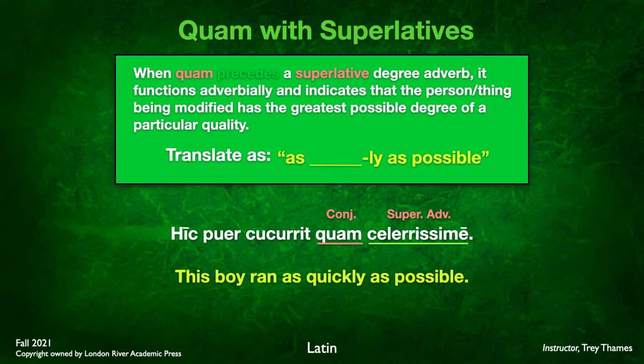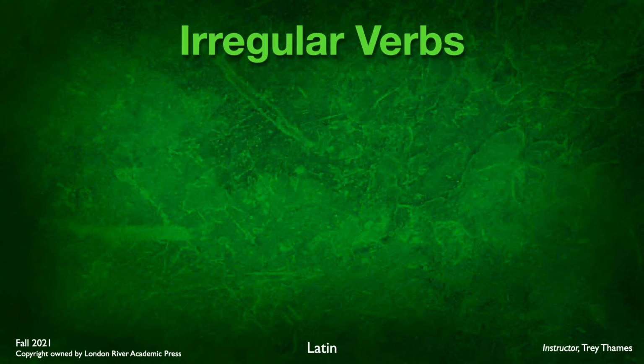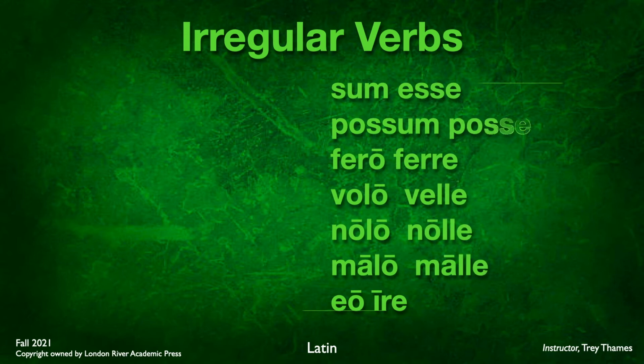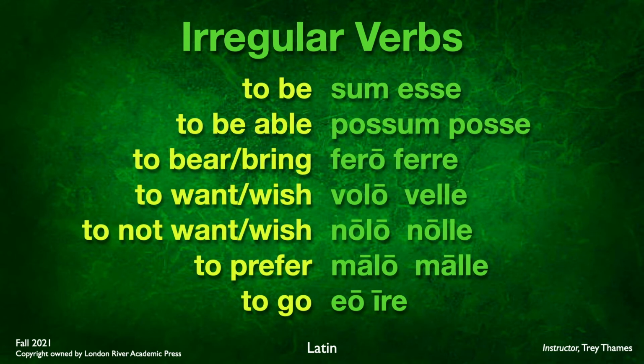I'll press on right now to the next part of chapter 32, irregular verbs. Now, here's a list of irregular verbs that we have either learned thus far or we are learning in this chapter. The last one, we'll be learning in subsequent chapters. But this is a list of very common irregular verbs. Sum, esse, to be, possum, posse, to be able. We learned those very early on in our studies.